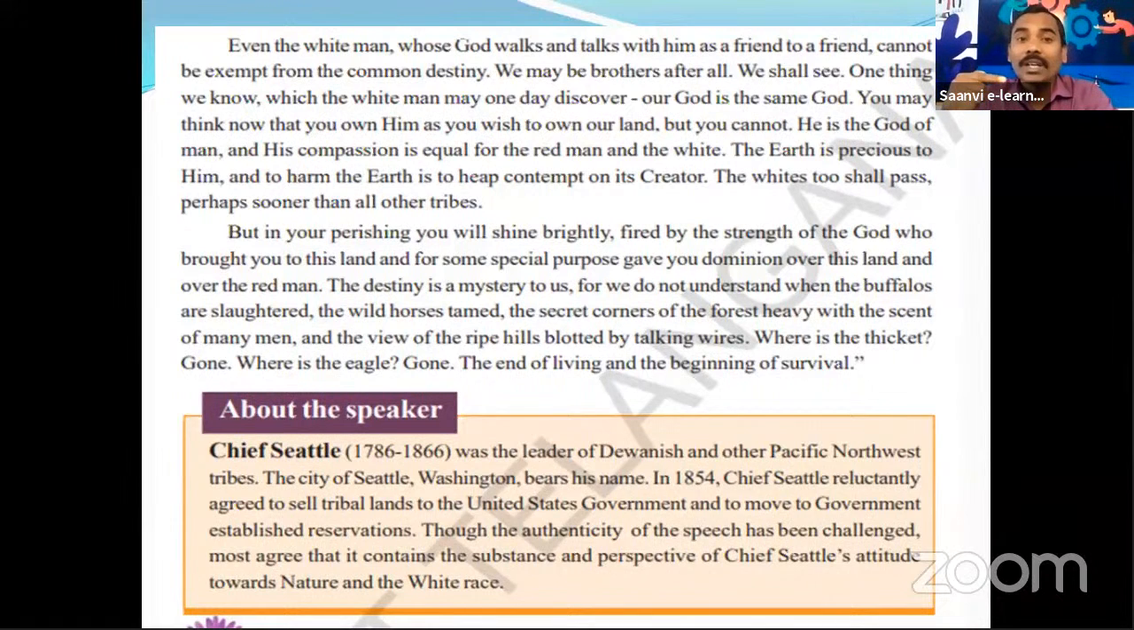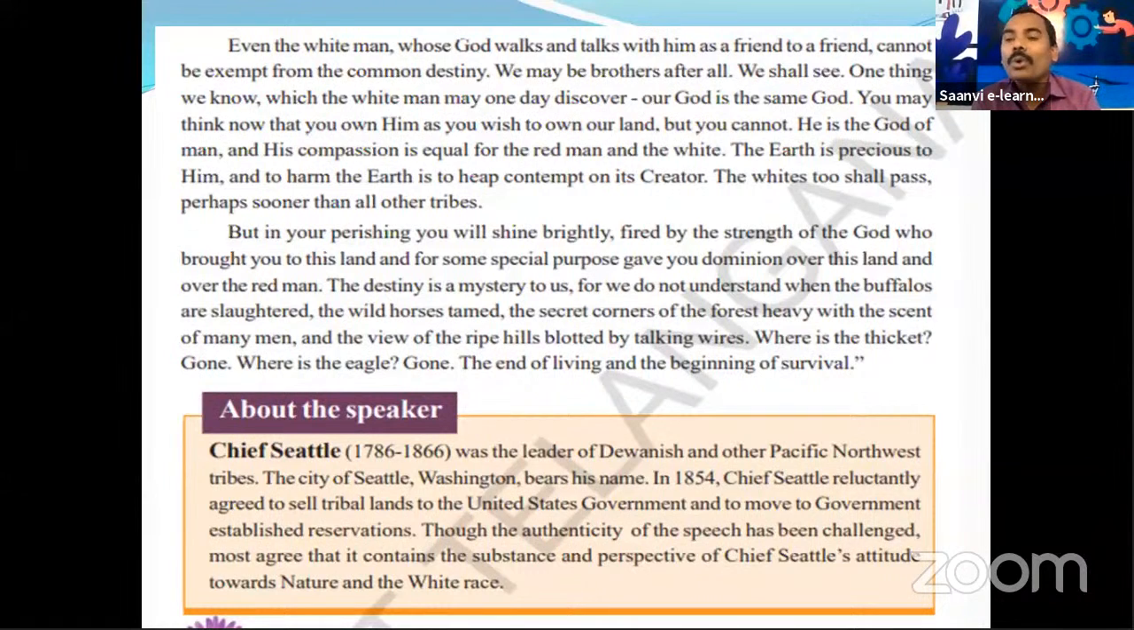We shall see. One thing we know, which the white man may one day discover. These white men, one day, they are going to find out that our God is the same God. Now, maybe white man is thinking that we have a different God, but that is not actually correct, isn't it? We all have only one God. In front of God, everybody is equal. For white, for black, God will treat each and every people on the earth as equal. God doesn't have any partiality, isn't it?